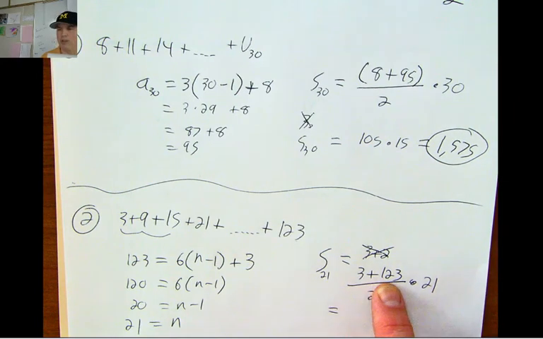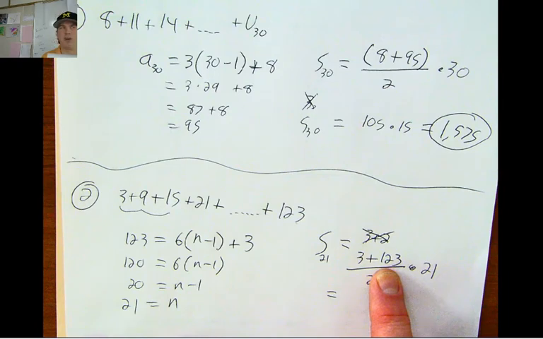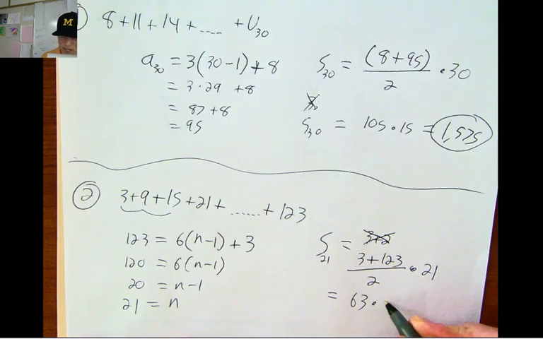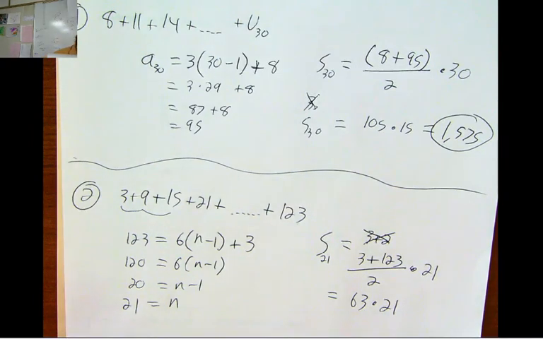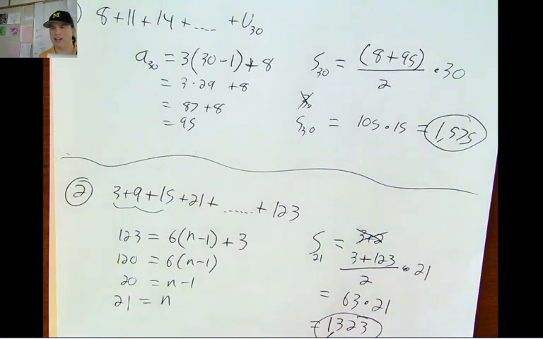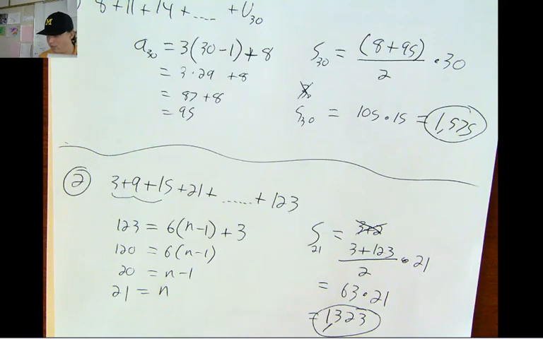3 plus 123, that works out to be 126. 126 divided by 2 is 63. And 63 times 21, 1,323. Put a comma there. Nice. So that is what that series adds up to.